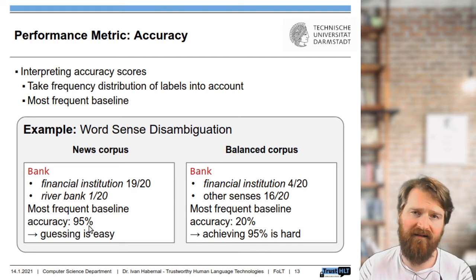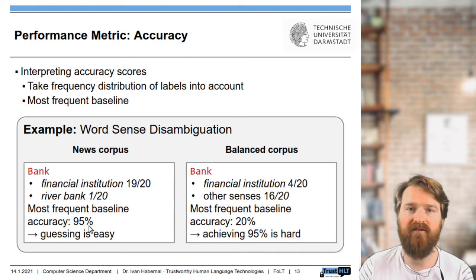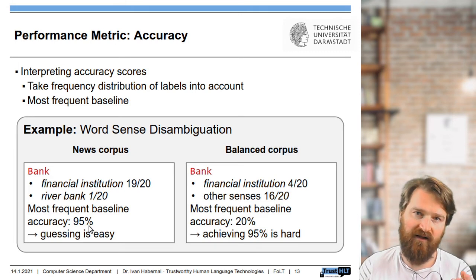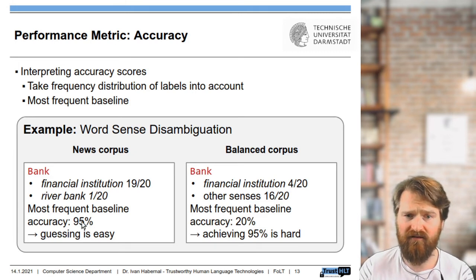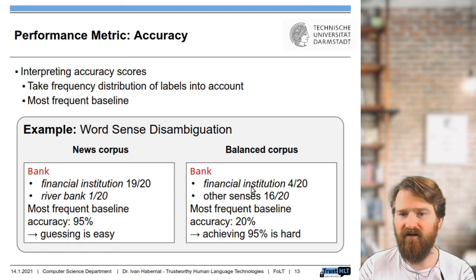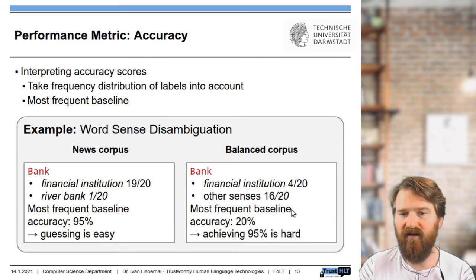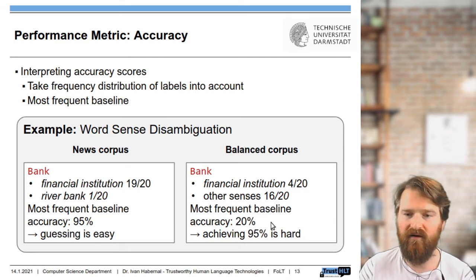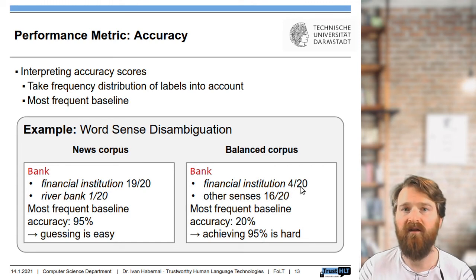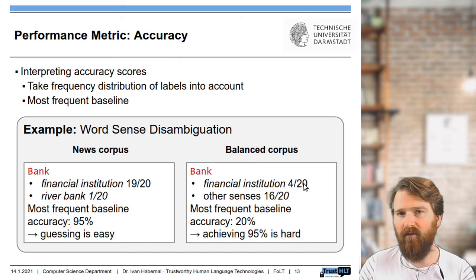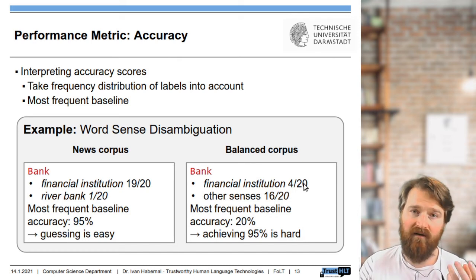So you really need to understand the context or the class distribution in the gold standard data to really understand what accuracy means, what a score means, because there could be imbalances in the classes in the data. If we have a balanced corpus, so for example, financial institution would be only in 4 cases, and there could be 16 other classes, then the most frequent baseline, just by guessing, would give us only 20%. So this 95% is almost impossible to achieve when the class distribution is much different. So take it into account when understanding accuracy.